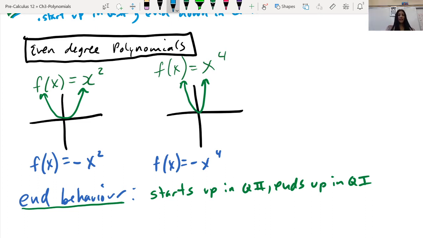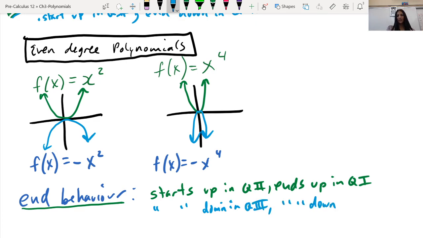Okay, looking at this negative, we already know it's going to flip upside down and go like that. So this would start down in quadrant 3, and it would end down in quadrant 4.